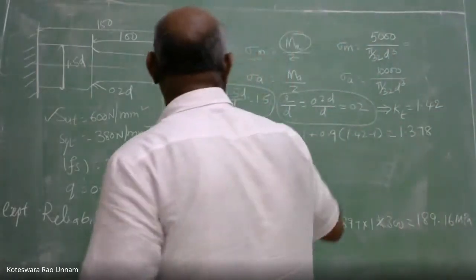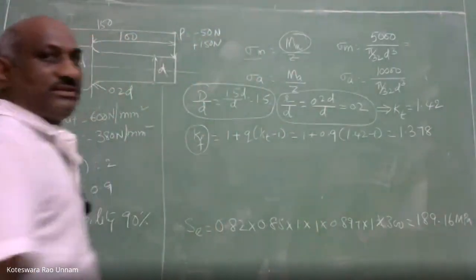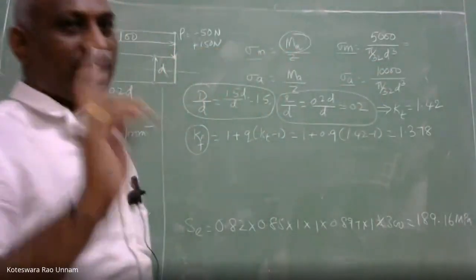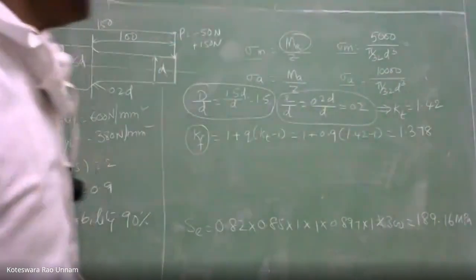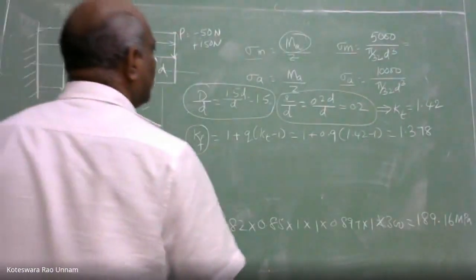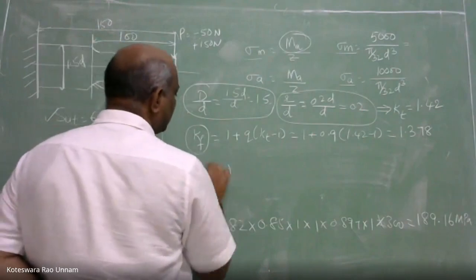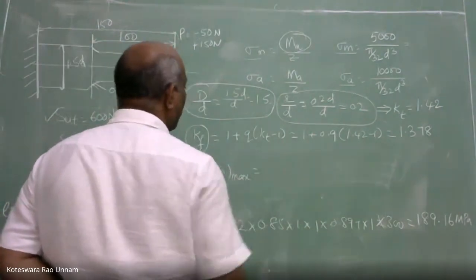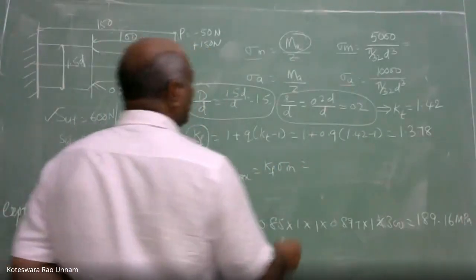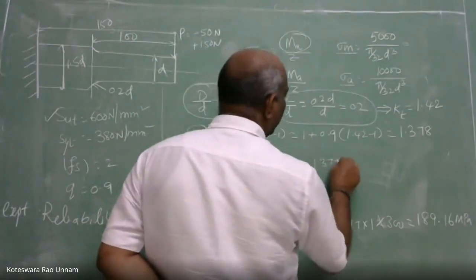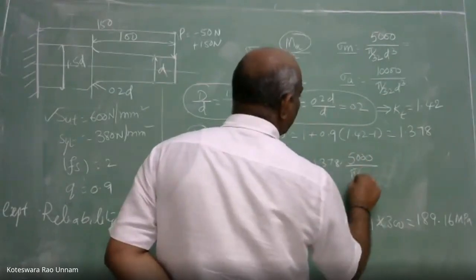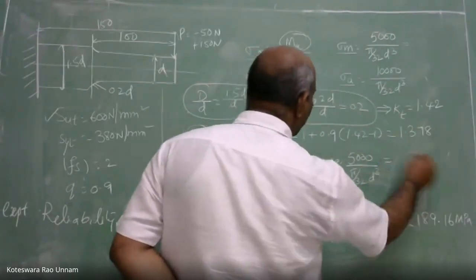So now you need to apply this KF, that is the fatigue stress concentration factor, to this sigma m as well as sigma A, because you have two stresses. You need to apply it to both. So now if I apply that to both of the equations, then your sigma m max is equal to KF into sigma m, which is nothing but 1.378 into 5000 divided by 5 by 32 d cube. Now you compute this value and tell me what it is.